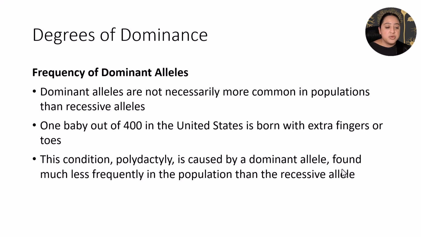So, for example, one baby out of 400 in the United States is born with extra fingers or toes. This condition is called polydactyly, and this is actually a dominant allele. So it is technically dominant, but it's not that common, right? It's found much less frequently in the population than the recessive allele.